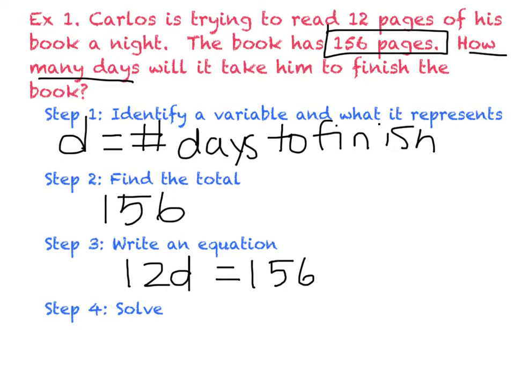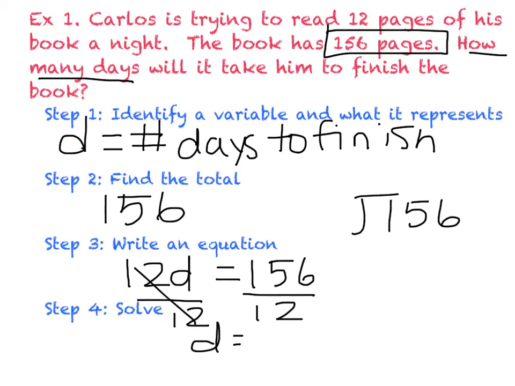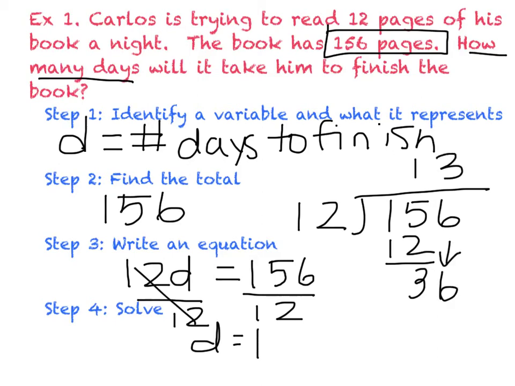Now I can go ahead and solve that equation. In order to solve it, I'm going to have to do the inverse, the opposite operation. I'm going to divide this side by 12. If I divide this side by 12, I'm going to do the same thing to the other side of the equation. That helps me isolate my variable D, and it will tell me that my variable D, the number of days that I have to finish the book, is going to be equal to 156 divided by 12. So if I go ahead and do my long division on the side of my page, it looks like I'm going to get 13 as my variable D.